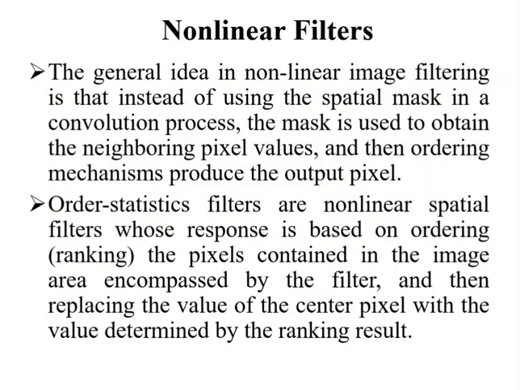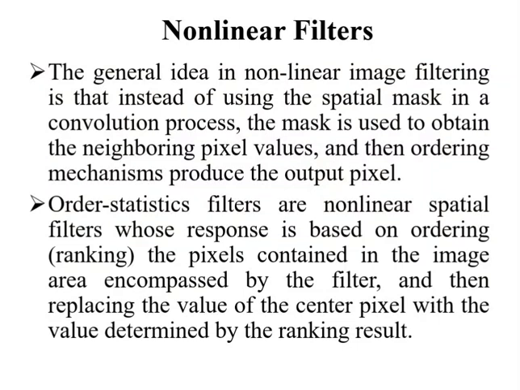In order to perform median filtering at a point in an image, we first sort the values of the pixels in the neighborhood, determine their median, and assign that value to the corresponding pixel in the filtered image. For example, in a 3 by 3 neighborhood, the median is the fifth largest value. In a 5 by 5 neighborhood, it is the 13th largest value, and so on.